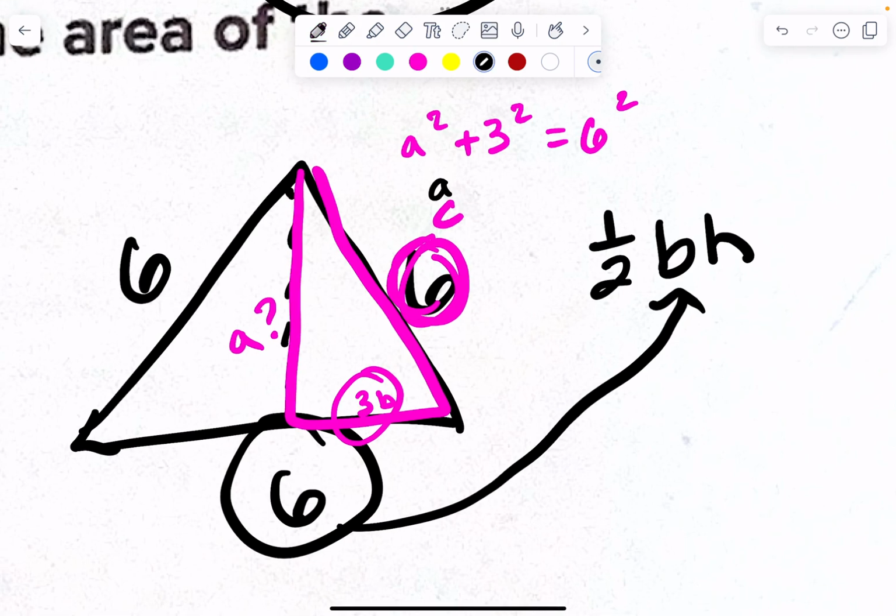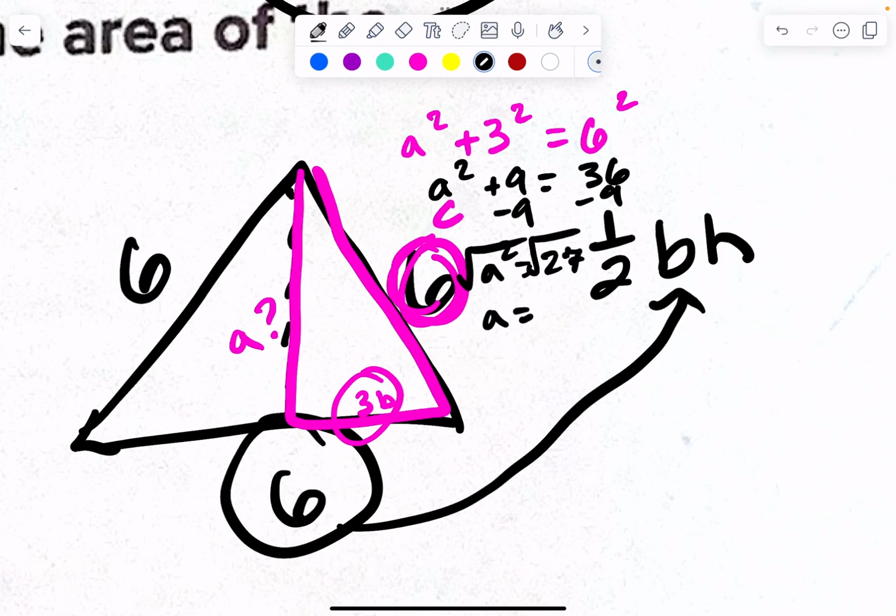Okay, I've got A squared plus 9 equals 36, and if I subtract the 9, A squared equals 27, and the square root of 27 is going to be what my height is. Let me see, square root of 27. And I get 5.2, let's say. So 5.2 is going to be the height.